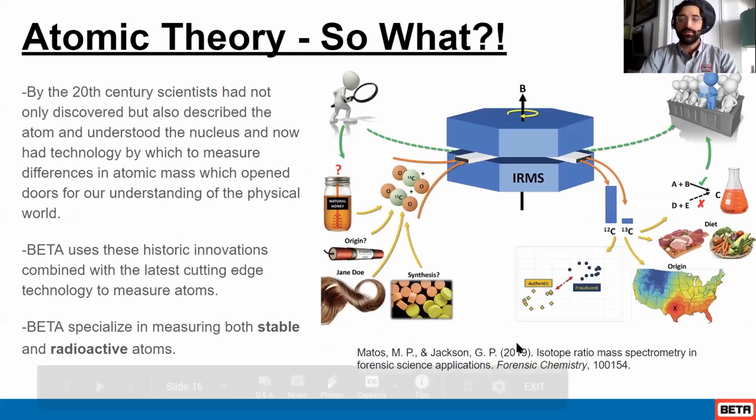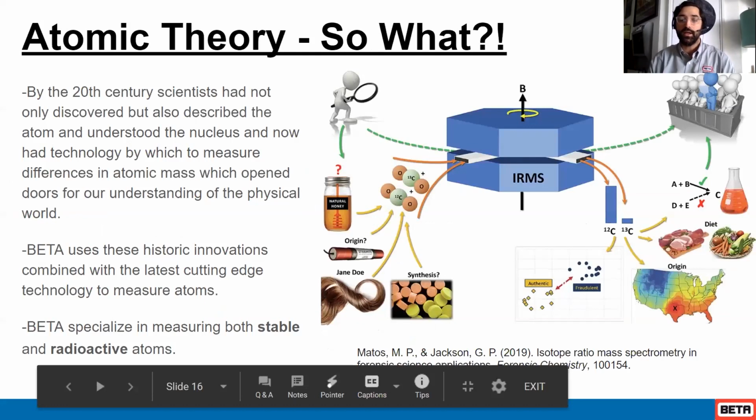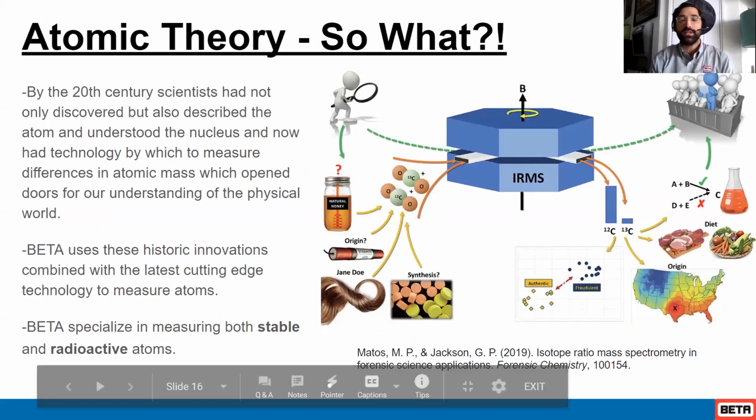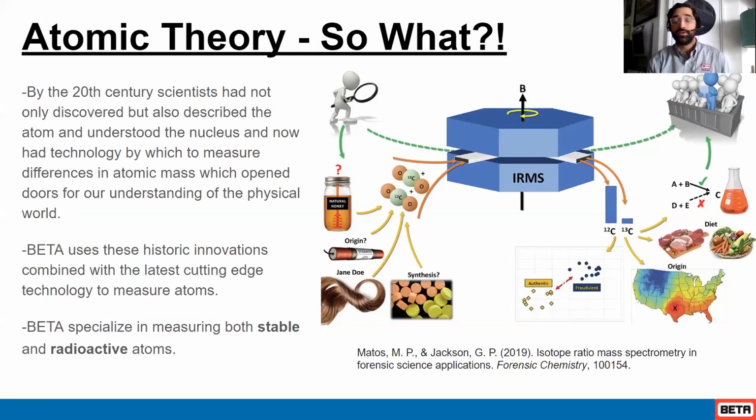I really love this figure, and I recommend the paper by Matos and Jackson. It came out just this last year. They describe how isotopic measurements can be used to discover the origin of different pharmaceuticals, of natural honey, or in this case honey, but of fraudulent or authentic foods. You can also use it to trace diets, like I mentioned before. What's great about this kind of work is that it's limited only by your creativity. If you're looking for a change, you can potentially measure the atoms and see if that change really happened. And by measuring several different changes, we can begin to understand our physical world in ways that we could not before.